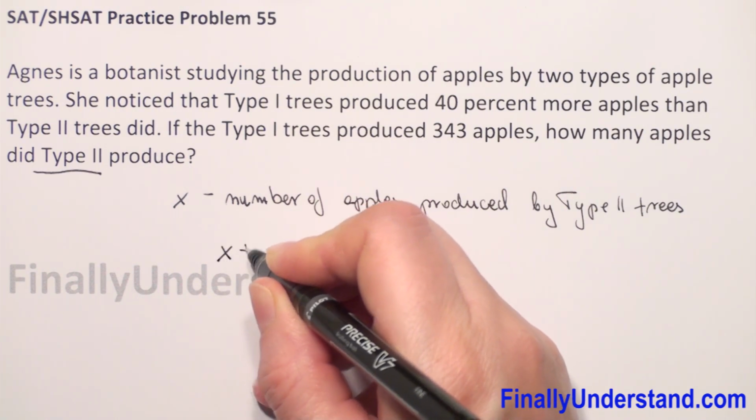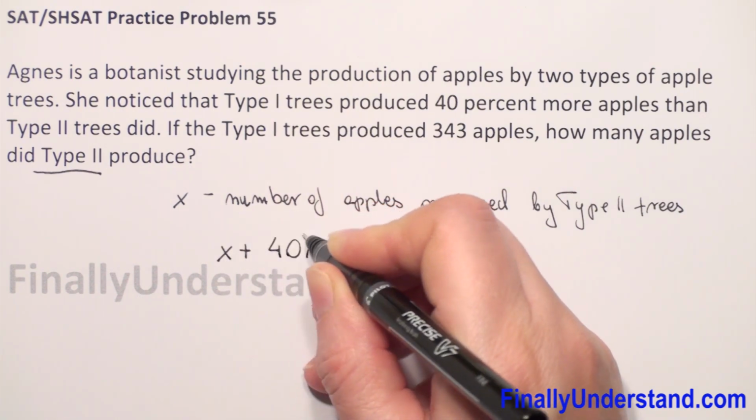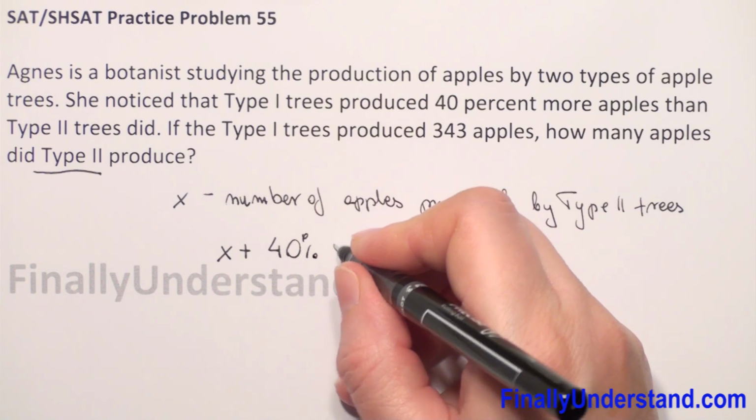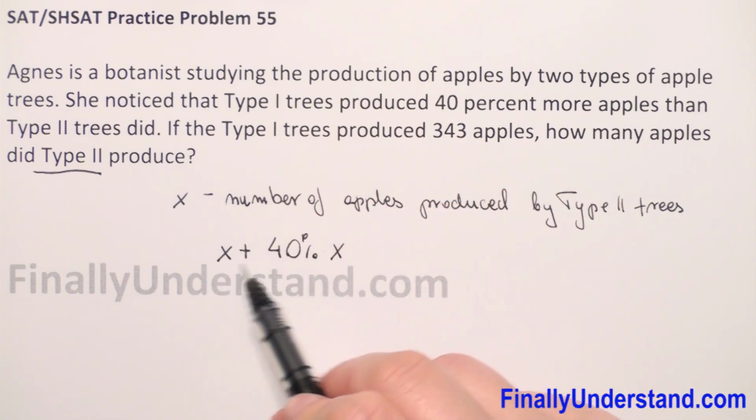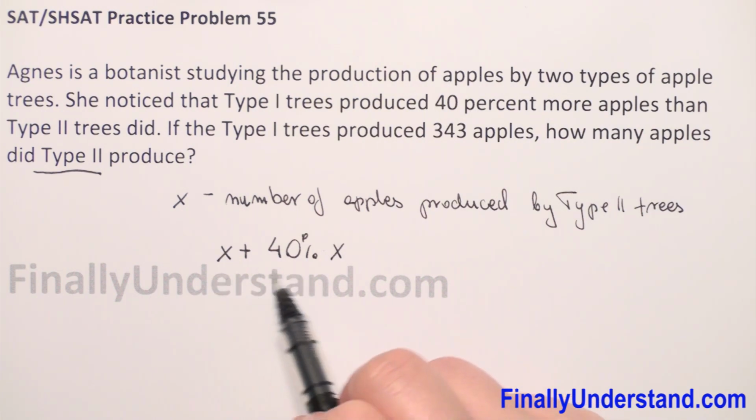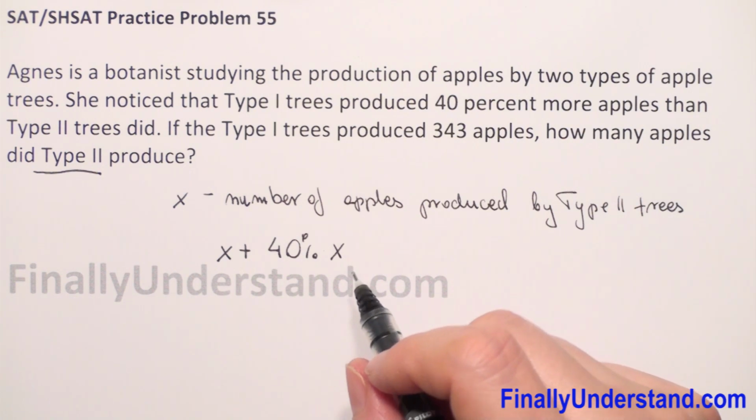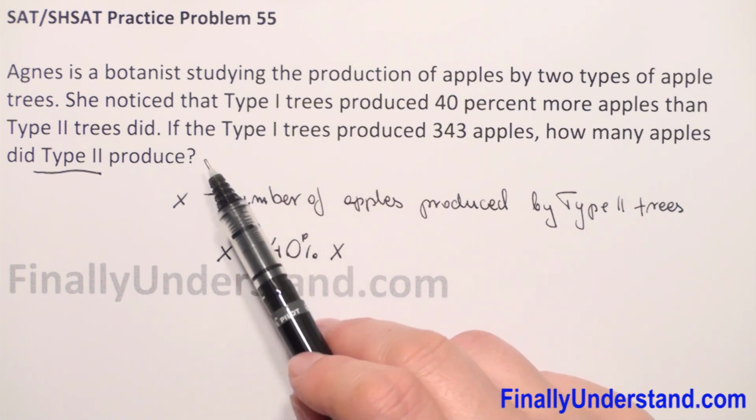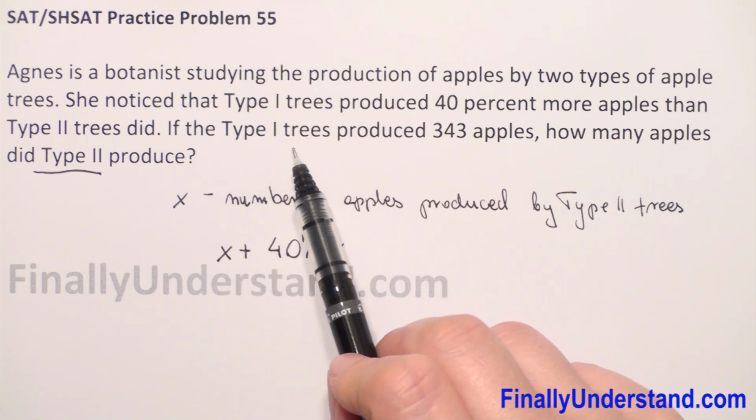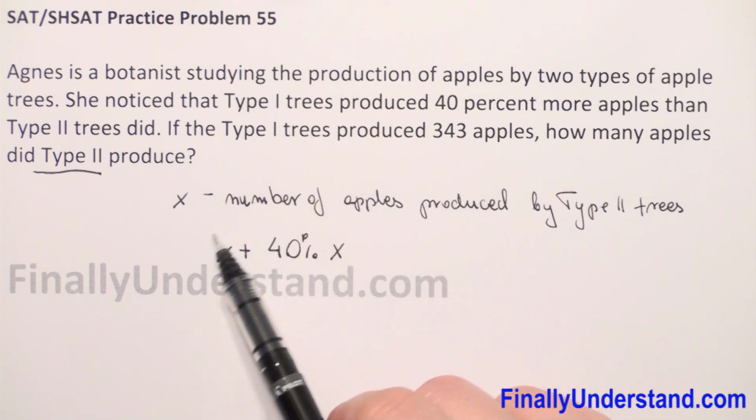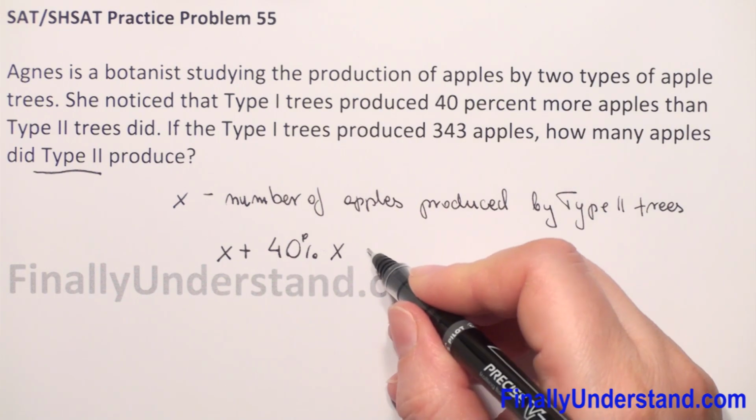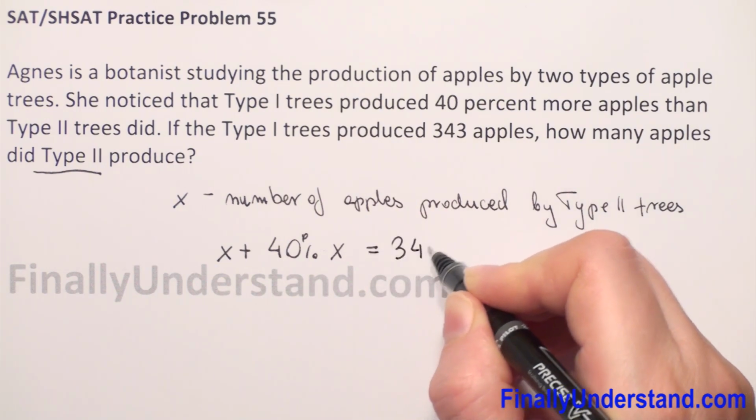X plus 40% of X. Of is always multiplication. This gives us the number of apples produced by type 1. And we are also given that type 1 trees produce 343 apples. So we can write that this is 343.